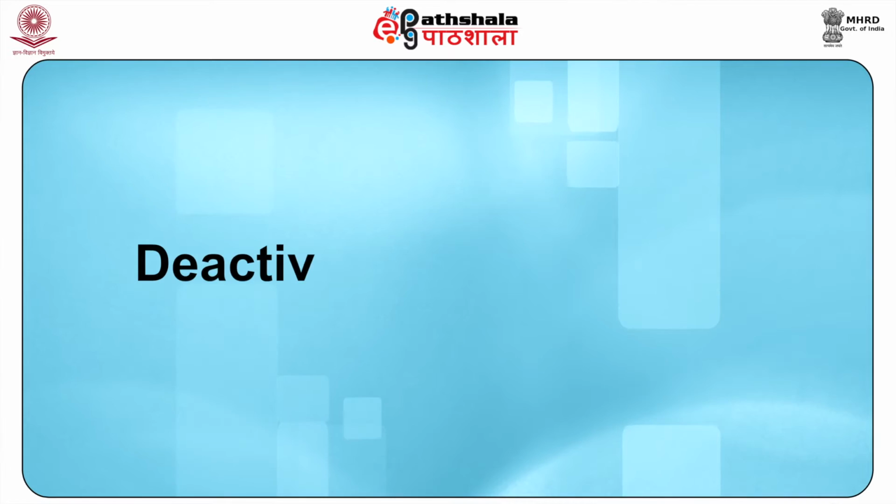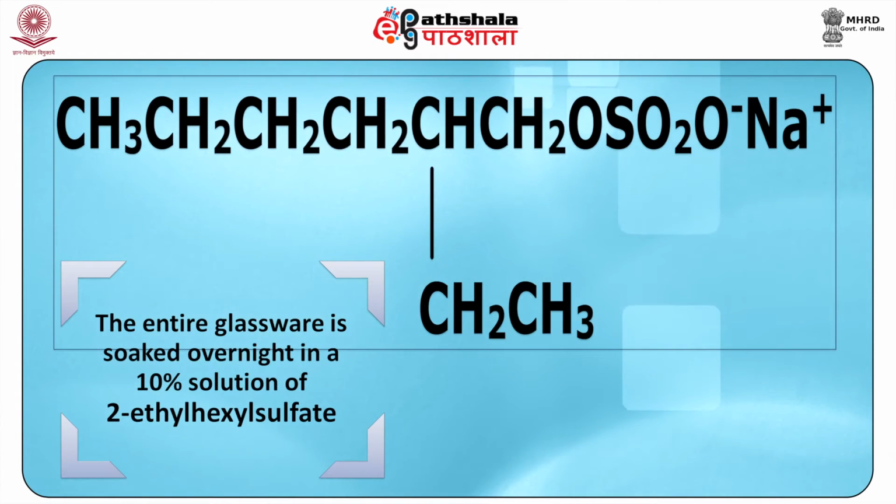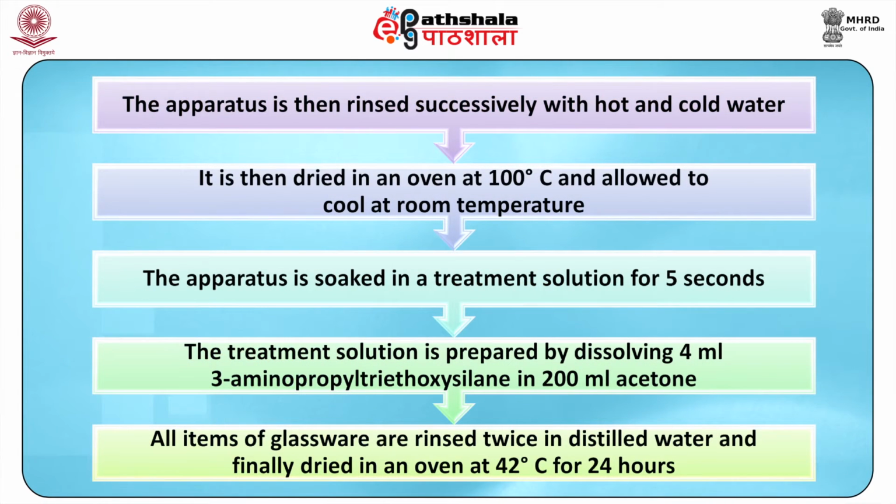2.8. Deactivation of glassware. When fingerprints are to be developed by the multi-metal deposition 2 technique, the glass apparatus has to be rendered scrupulously clean. The process of cleaning glassware, called siliconization, is carried out in the following steps. Firstly, the entire glassware is soaked overnight in a 10% solution of 2-ethyl hexyl sulfate. Then the apparatus is rinsed successively with hot and cold water. It is then dried in an oven at 100 degrees Celsius and allowed to cool at room temperature.